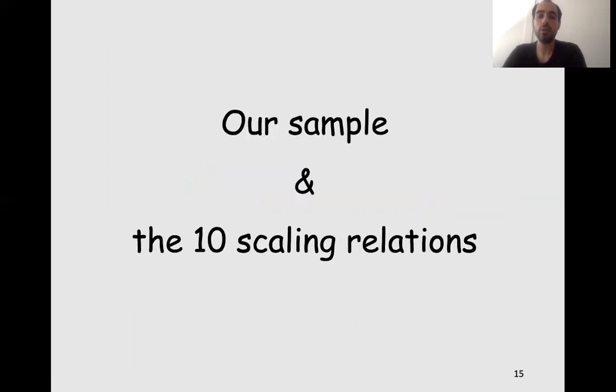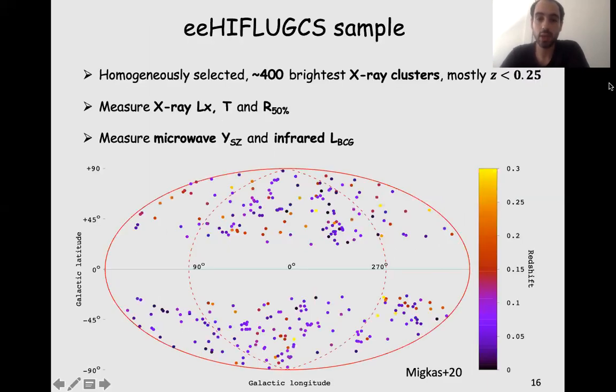Let me say a few words about the sample we are using and the scaling relations we built for this sample. Our sample is called E-HiFlux. It's homogeneously selected, and it contains roughly the 400 brightest X-ray clusters in the sky, which mostly lie at low redshifts below 0.25. For each of these clusters, we measure the X-ray luminosity, temperature, effective radius, and we measure also using Planck the microwave YZ, and using 2MASS the infrared luminosity of the central biggest galaxy.